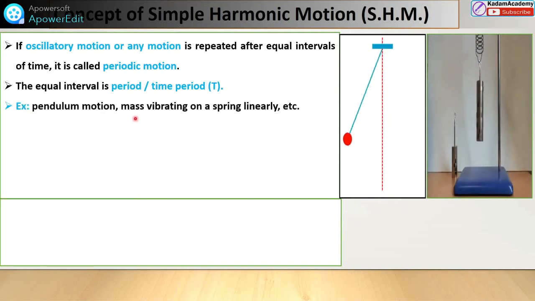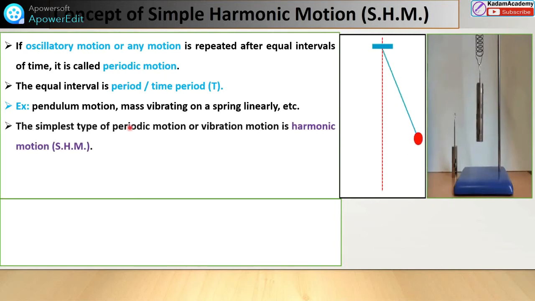These are examples of pendulum motion or a mass vibrating on a spring linearly. So this linear motion is there, the oscillating motion is there. This is angular motion, it is moving in angular motion. This pendulum is moving around this red line, which is the mean position. And when we give displacement to the spring, to this mass, it will continuously move like this around the mean position.